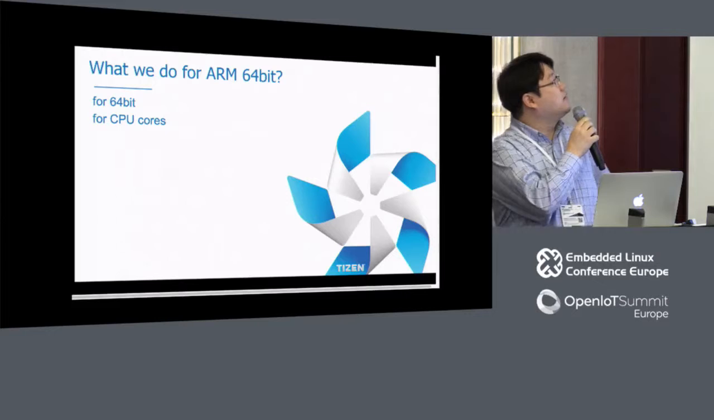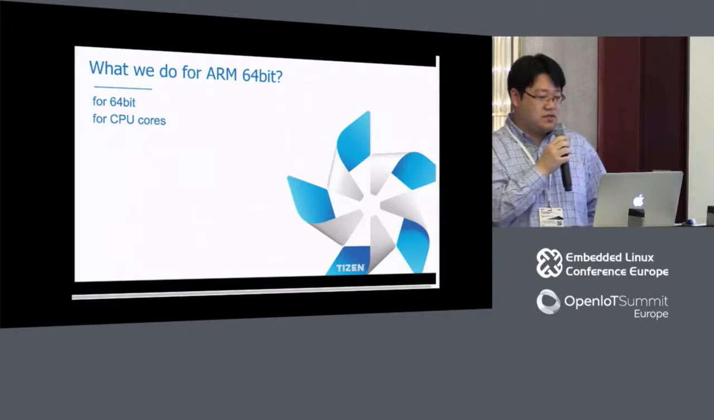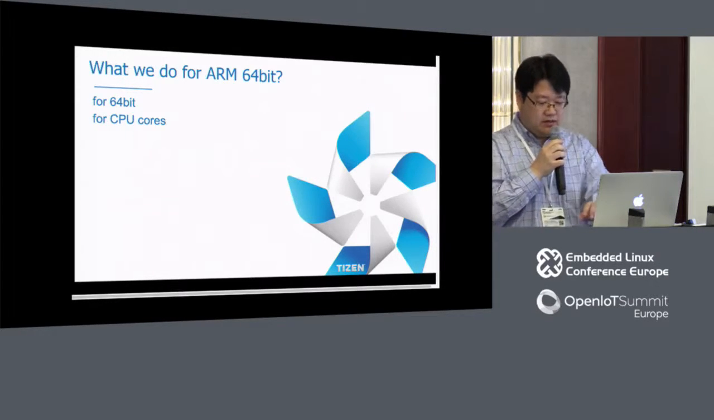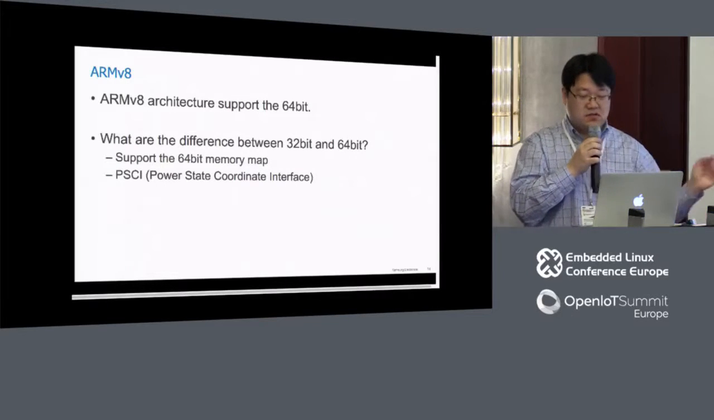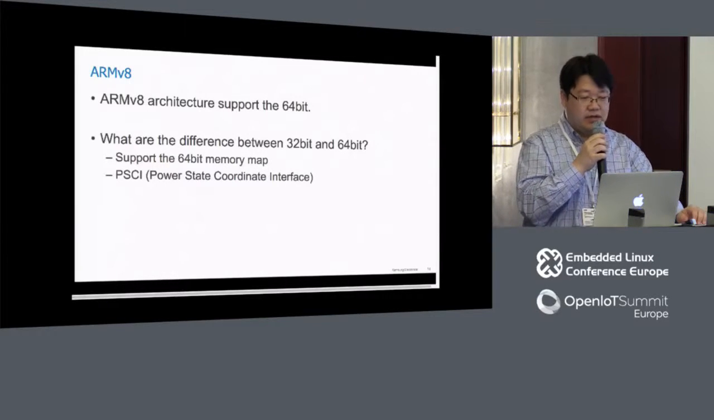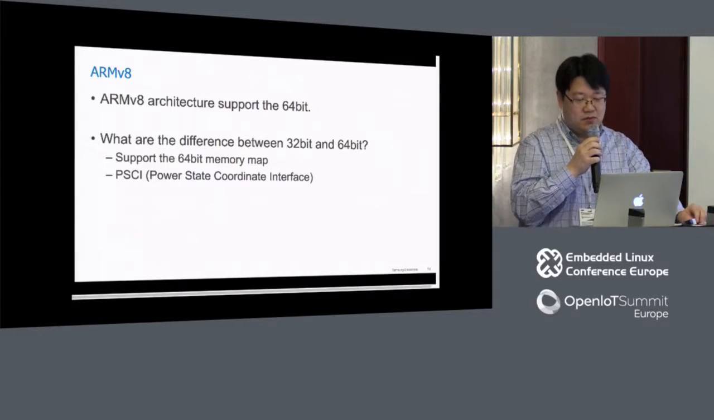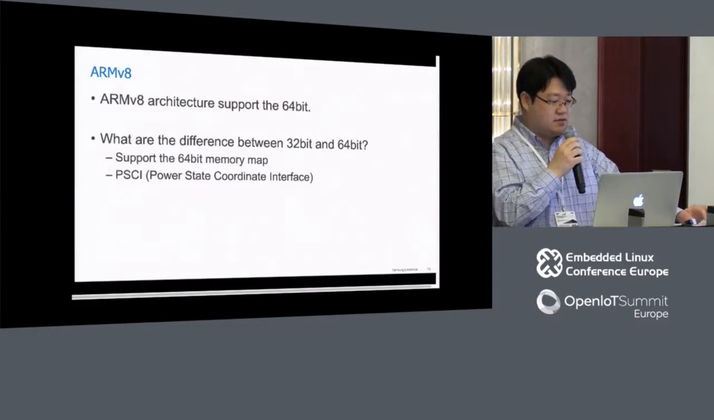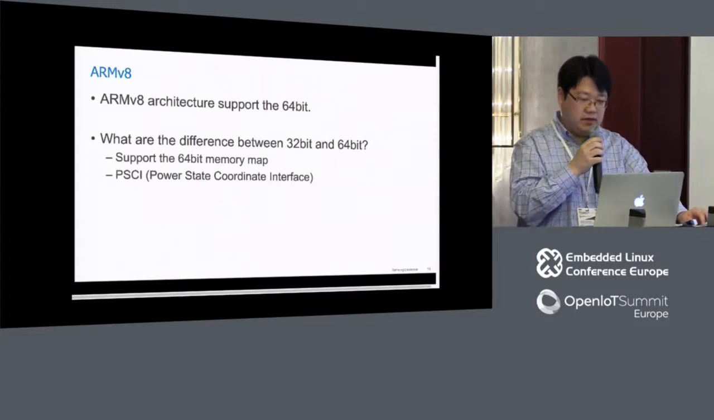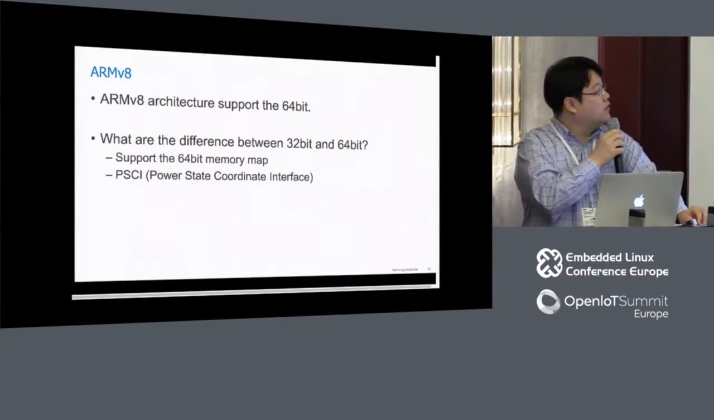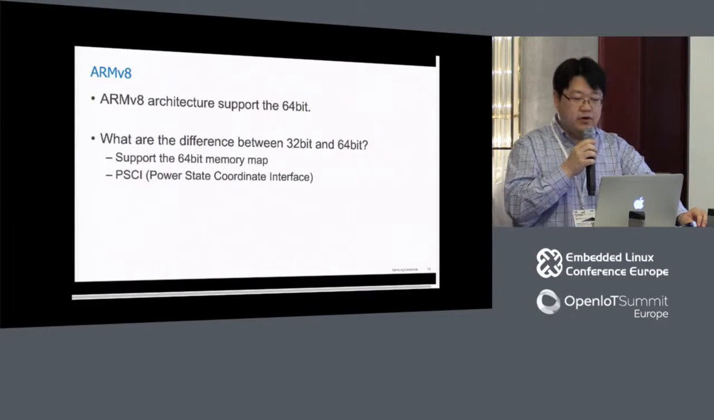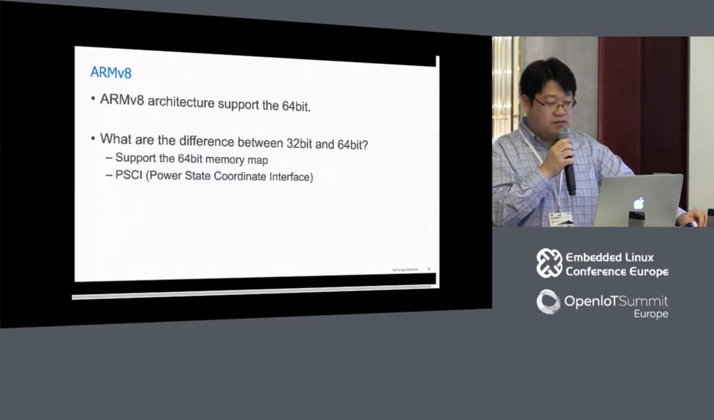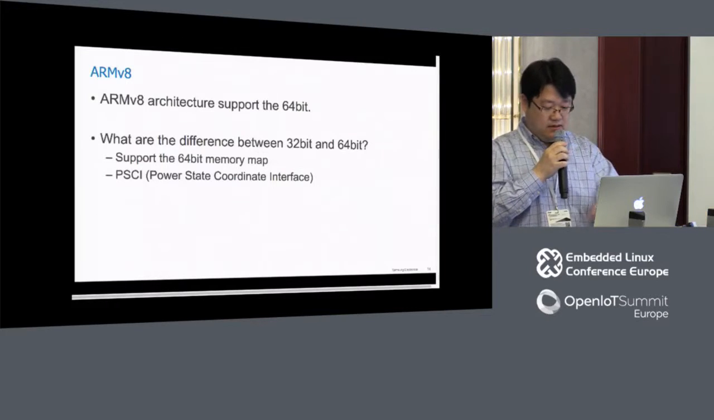And then what do we really do for the ARM 64-bit kernel? Okay, first, this is just our information about ARMv8. It, of course, supports a 64-bit memory address space, so its memory map is 64-bit. And on ARMv8, for firmware control, it supports the PSCI interface.